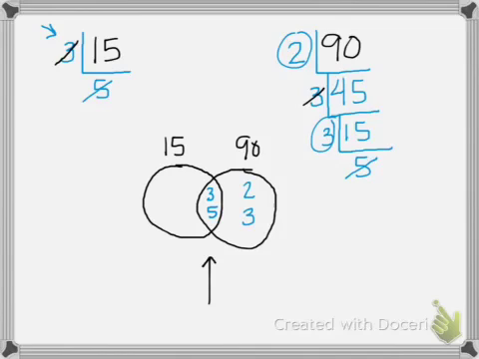Okay, now we have filled in our Venn diagram, so we're going to find the GCF. And if you remember, I said that to find the GCF, all we want to do is look at the prime factors that they share. So they share 3 and 5. So we're going to multiply those, 3 times 5, and the GCF is 15.